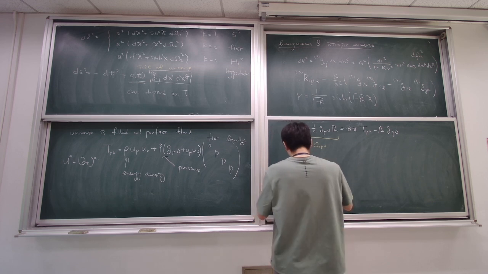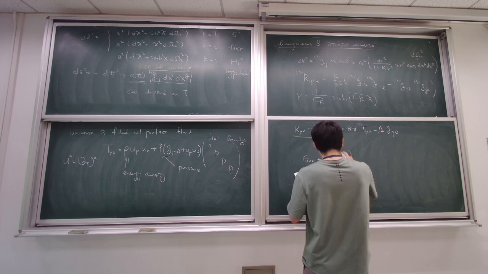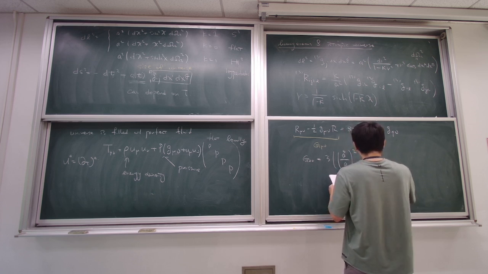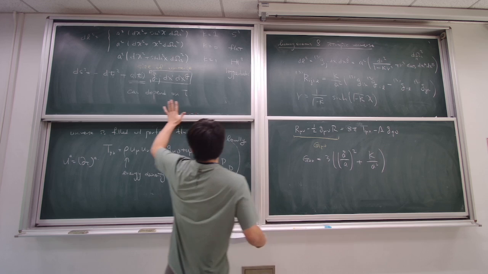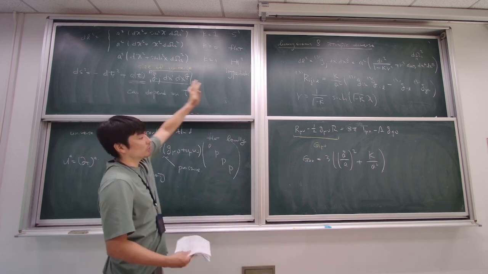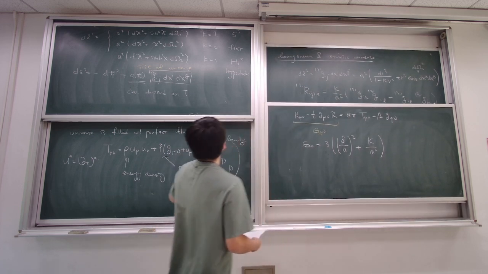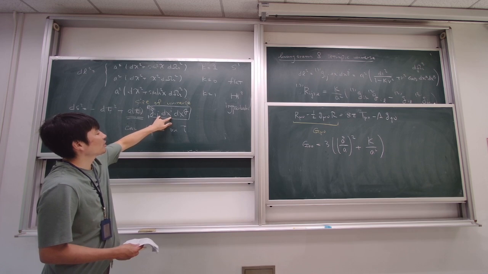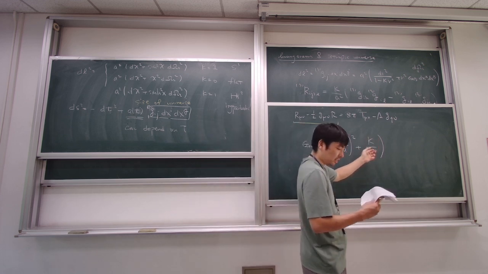G00 can be written as follows: 3 times (a dot squared plus k) divided by a squared. Dot means the time derivative. So that's the G00 component. Just plug this metric into here and you will get this one. It's not complicated. In the homogeneous and isotropic case, what's important is this factor of k and a.